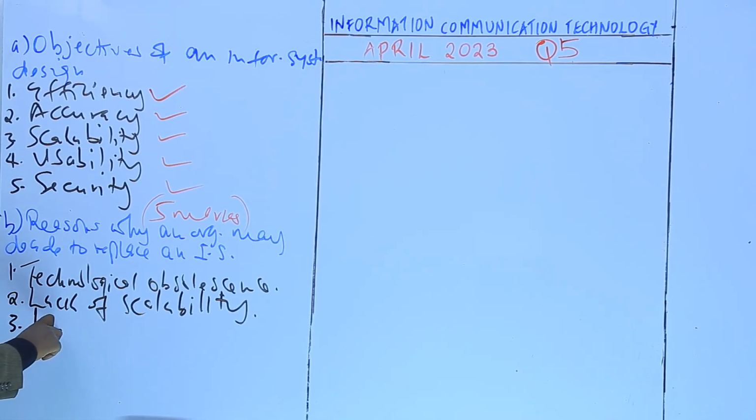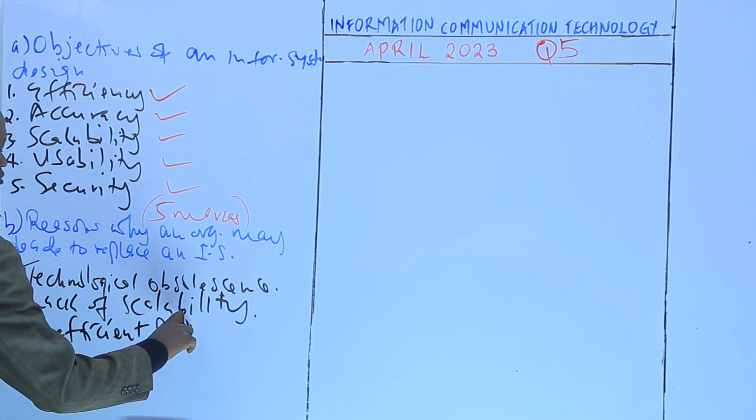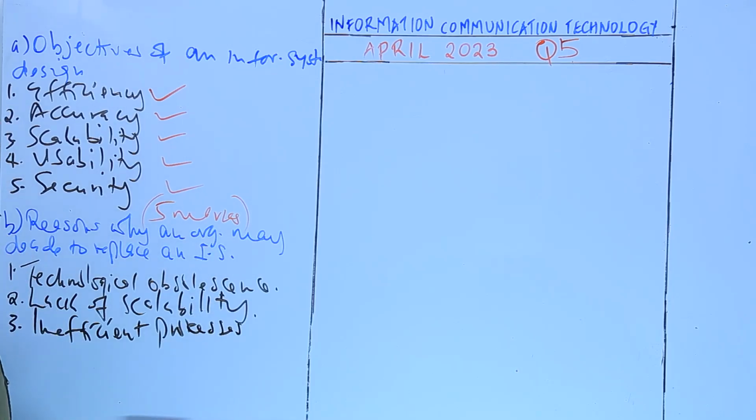3, inefficient processes. An information system may be replaced if it is unable to support or optimize the organization's core processes. And if the system hinders productivity, it may cause bottlenecks. All right? And a more efficient replacement may be sought. Inefficient processes.